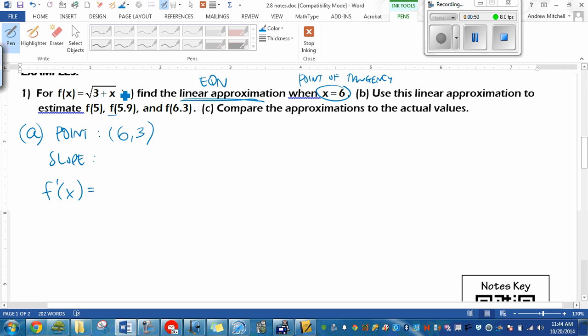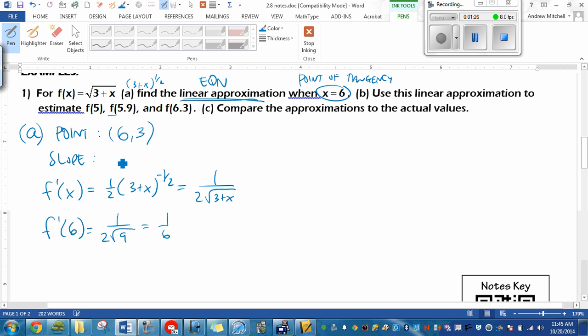So think of this function as 3 plus x to the 1/2. When we do the derivative, bring the 1/2 down front, subtract 1 from the exponent, and then multiply by the derivative of the inside, but the derivative of the inside is just 1. So that's our derivative. We can also think of it as 1 over 2 times the square root of 3 plus x. Well, we need to know the derivative when x is 6, because that's going to be the slope of our tangent line. So we get 1 over 2 times the square root of 9 when we put 6 in there, and that gives us a slope of 1/6.